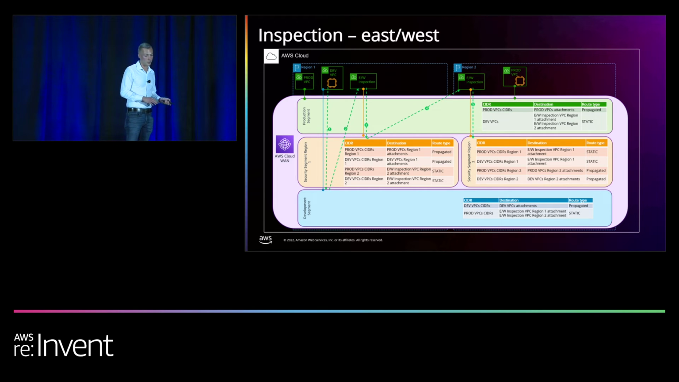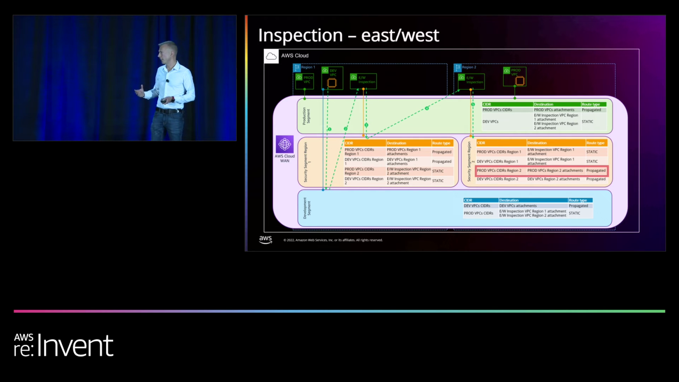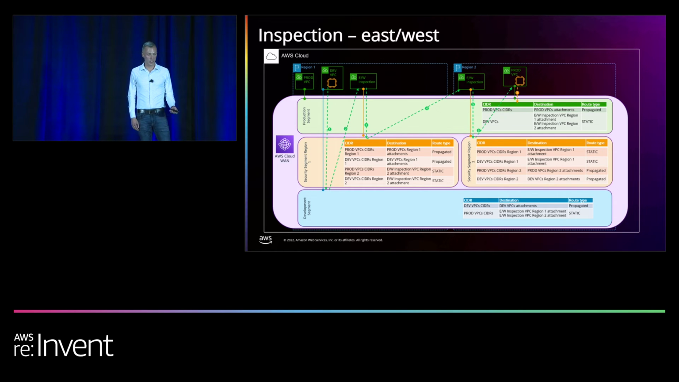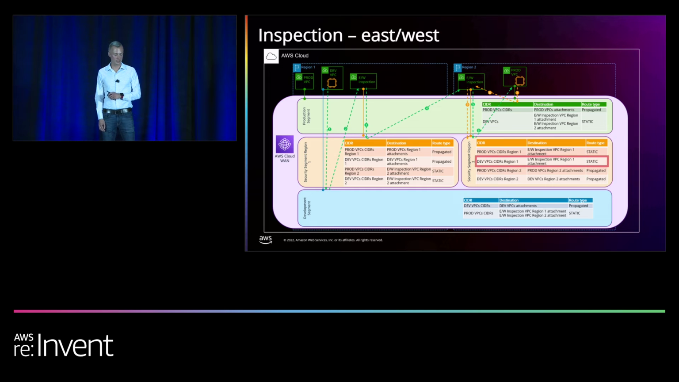So then from the east-west inspection in our second region, the traffic will hit its route table, and then here we hit a propagated route, and we'll go directly to the production VPC instance. Coming back, the traffic will hit its production segment. Here are dev VPCs, again, a static route, and that'll go to east-west in region 2, and then to our security segment with a static route to east-west in region 1. Hit that route table, and then go to a dev VPC. What could possibly go wrong?